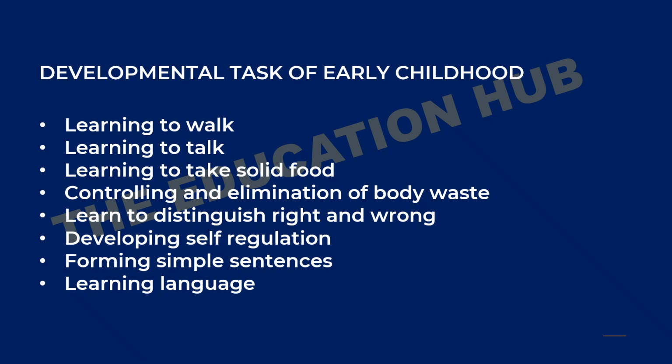The next is learning to talk. The child begins to speak words and communicate with others. Here, at the age of 2 or 3, the child will start talking with single words like apple, come, go, etc. As the age passes, the child learns to talk in certain sentences like I want food, I want water, etc.